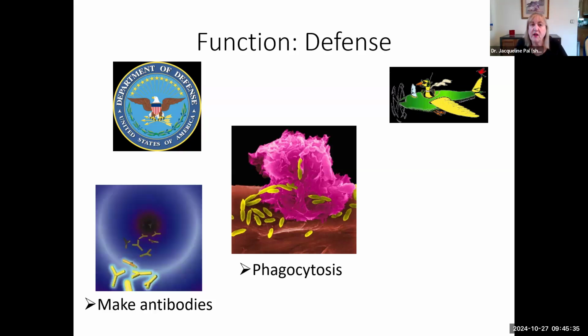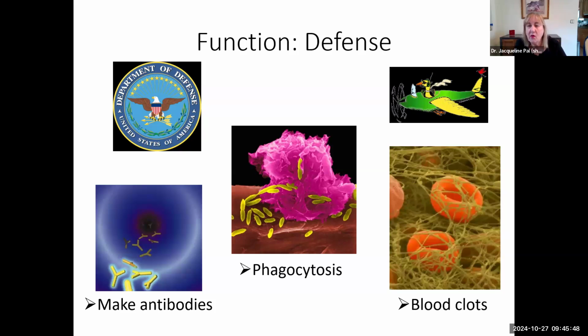A second function are going to be cells that make antibodies, and we'll learn what antibodies do when we study the immune system shortly. And a third function of our blood is we clot. If we get injured and cut a blood vessel, we're not going to be bleeding for the rest of our life. We are going to form blood clots, but we don't want all of our blood to clot, so we're going to learn what happens.